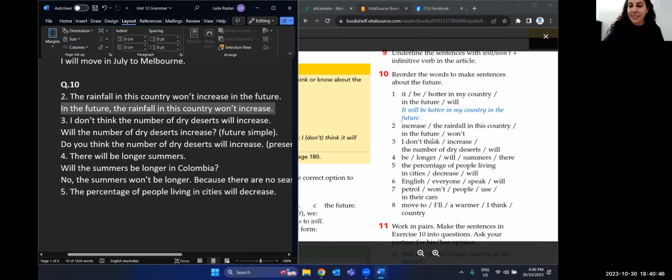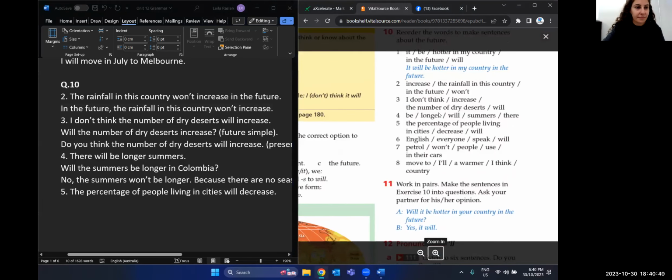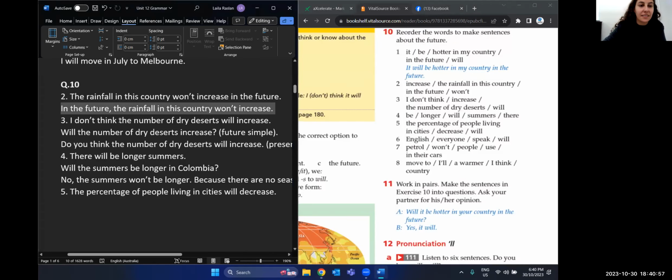Number 3, I don't think so. I don't think the number of dry deserts. That's the subject, dry deserts. And then will, verb, will increase. I don't think the number of dry deserts will increase. I can also make it a question. Will the number of dry deserts increase in the future?